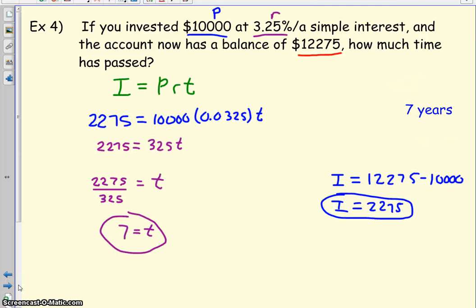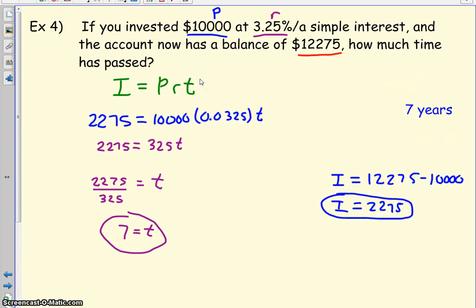Okay, so when all is said and done, you should have got an answer of 7 years. Now, where did this come from? Well, first of all, let's see what we're given. So we know our initial investment was $10,000. We know right away that that's going to be our principal, our P. We know our annual interest rate, so once we convert it to a decimal by dividing by 100, we know that's going to be R. The time is what we're looking for, so T is unknown.